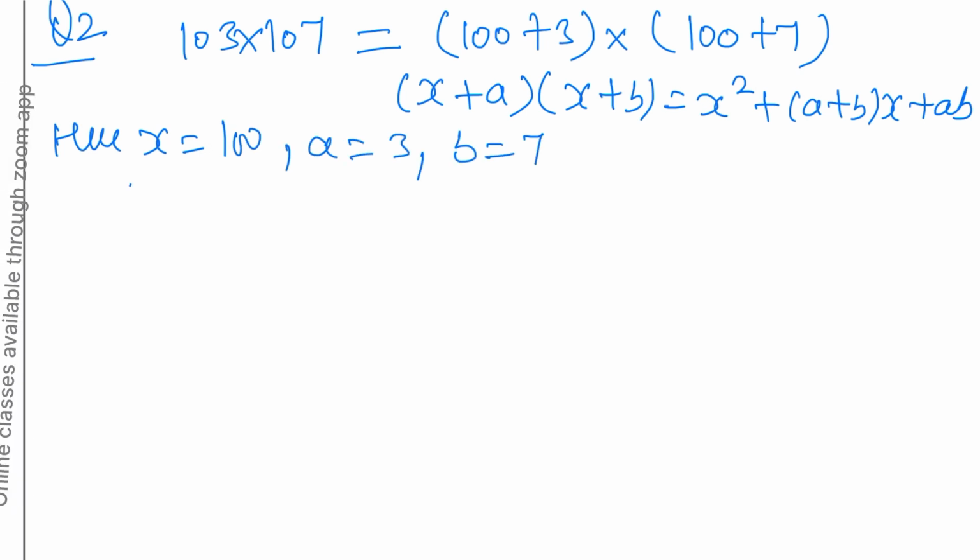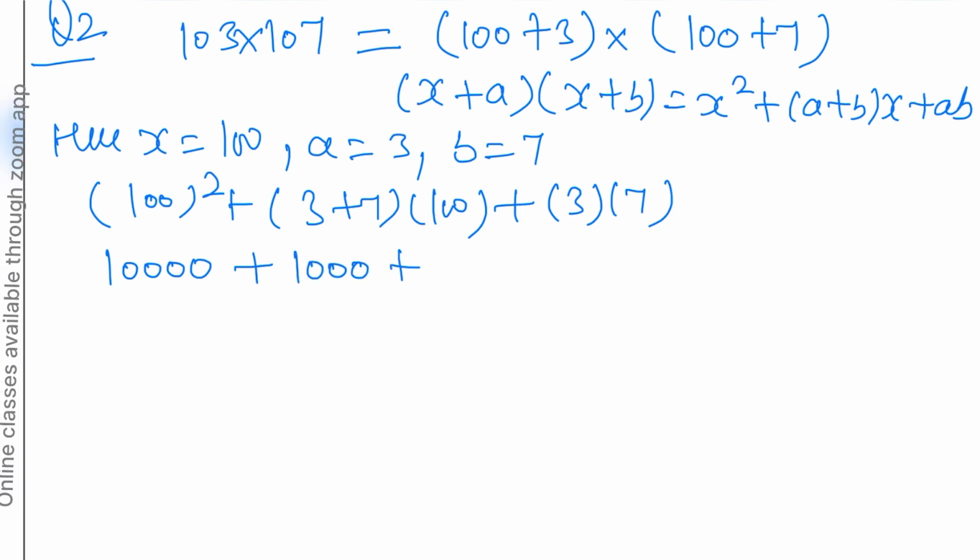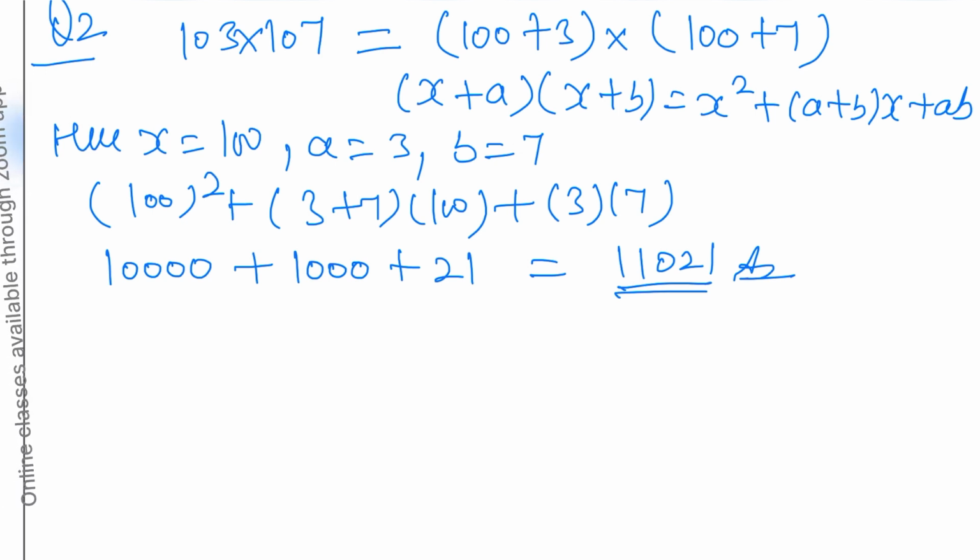So applying the identity, it means 100 square plus (3 plus 7) into 100 plus ab, that means 3 into 7. So 100 square gives you 10,000, plus 3 plus 7 is 10, 10 into 100 is 1000, plus 3 sevens are 21. Now adding all together we get 11,021. This is the answer for 103 into 107.